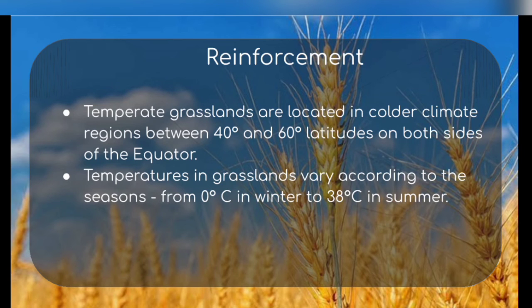So, I hope you all understand this chapter. Come, let us reinforce this chapter. The temperate grasslands are located in colder climate regions between 40° and 60° latitudes on both sides of the equator. Temperatures in grasslands vary according to the seasons, from 0°C in winter to 38°C in summer.